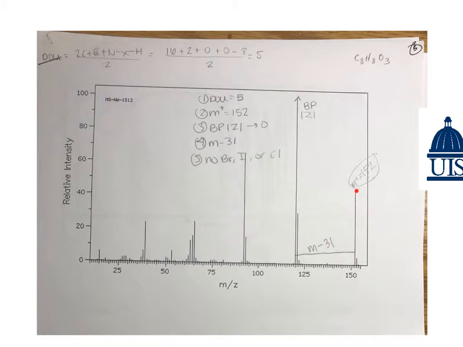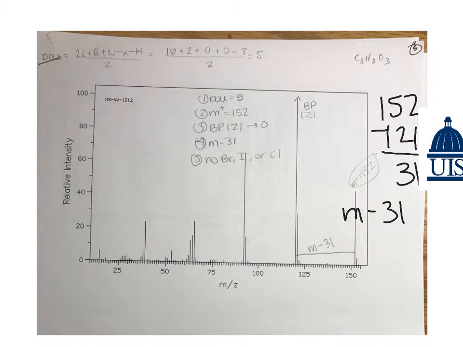And then using the M+ peak and the base peak, we can then find fragmentation patterns. Subtracting 152 minus 121, we get 31. And so M minus 31 will be our fragmentation pattern.